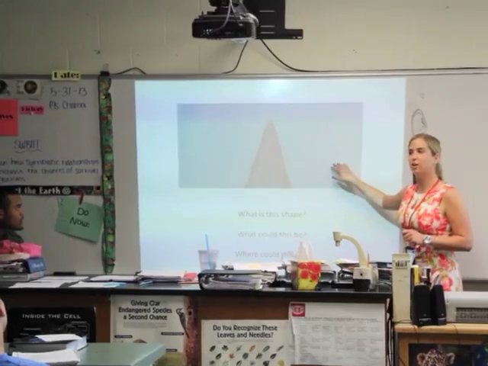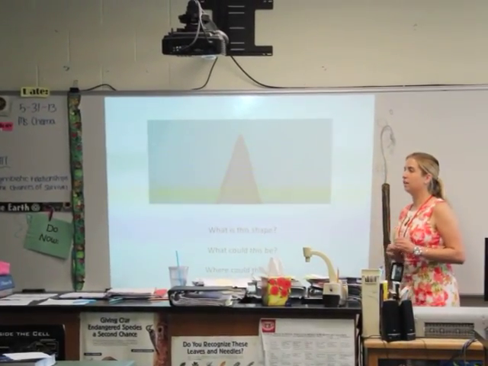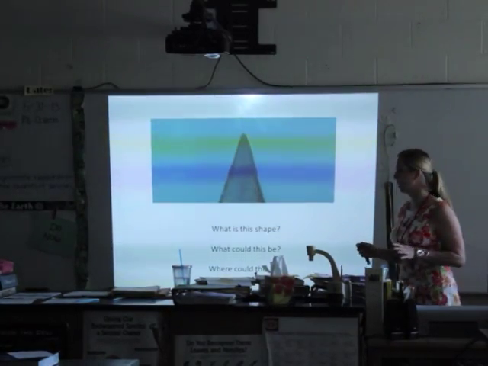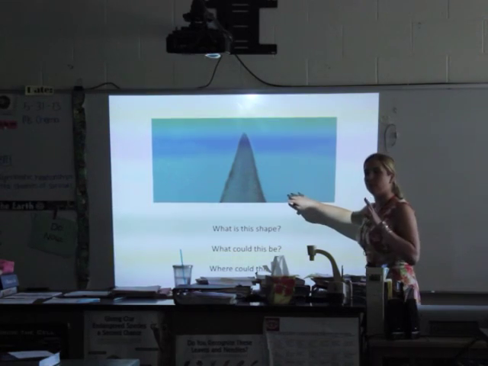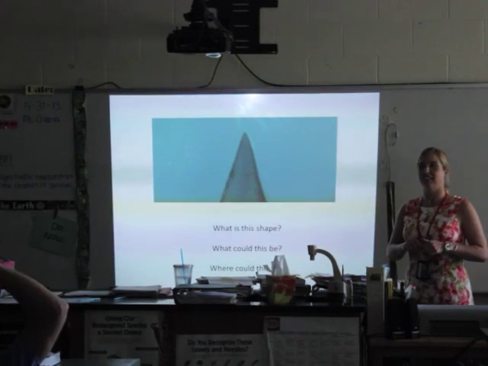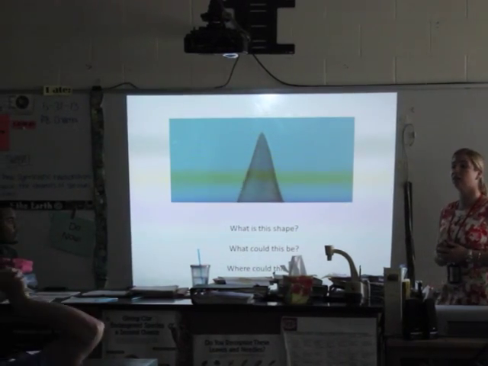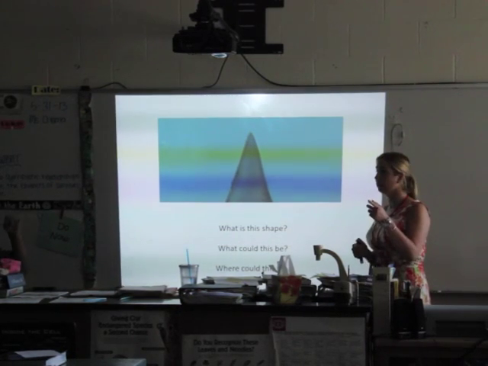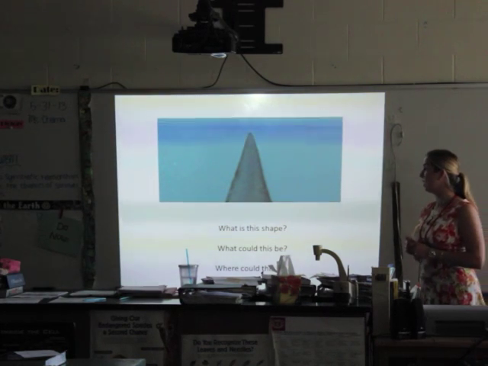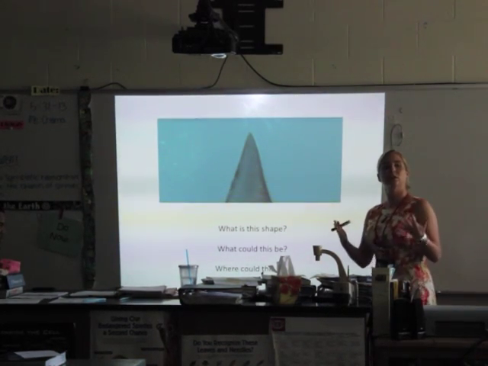So what is this? What is this shape? Triangle. A triangle. Can I turn around both of them? Yeah, turn out both because it may be better to see. That's better. So what is this shape? A triangle, you said? So what could this be? A beak? A shark? That's a dolphin. The dorsal fin.